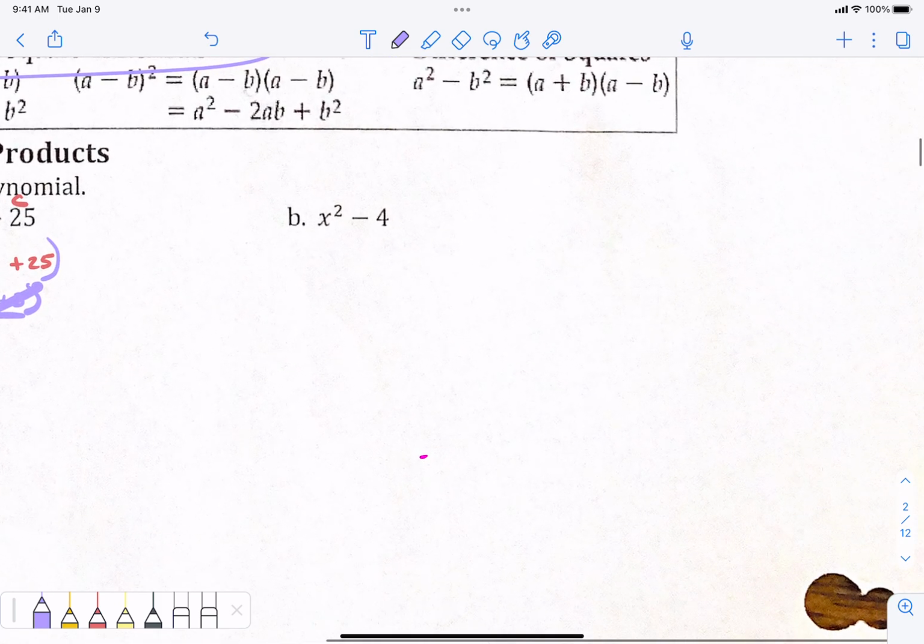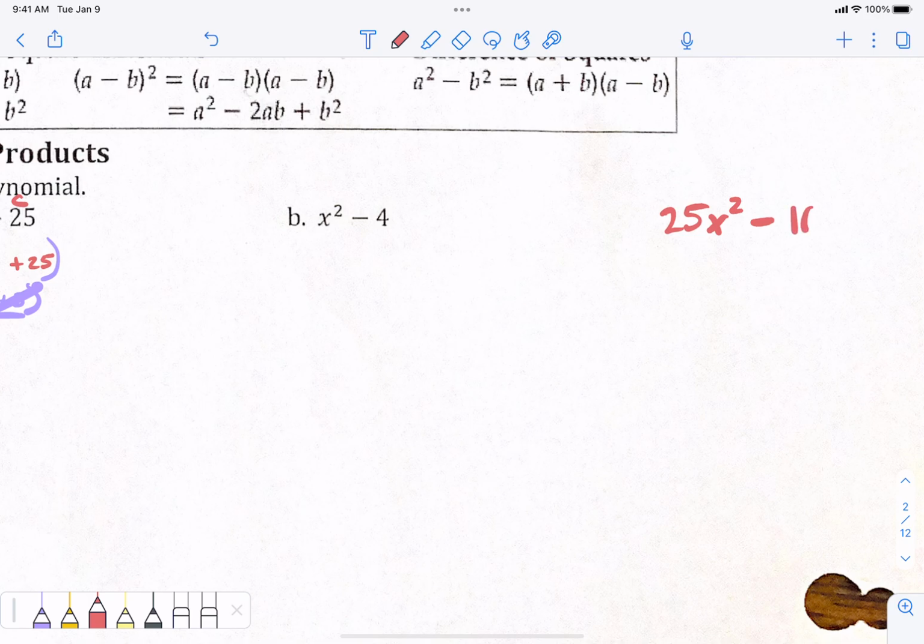I'm going to do this one, and then I'm going to do another one. I'm going to do, let's say, 25x squared minus 16. I'm going to do that one too. Okay? So I'm going to add a c onto here. This is step number 4, and this is called a difference of squares. It's DOS. Difference of squares.